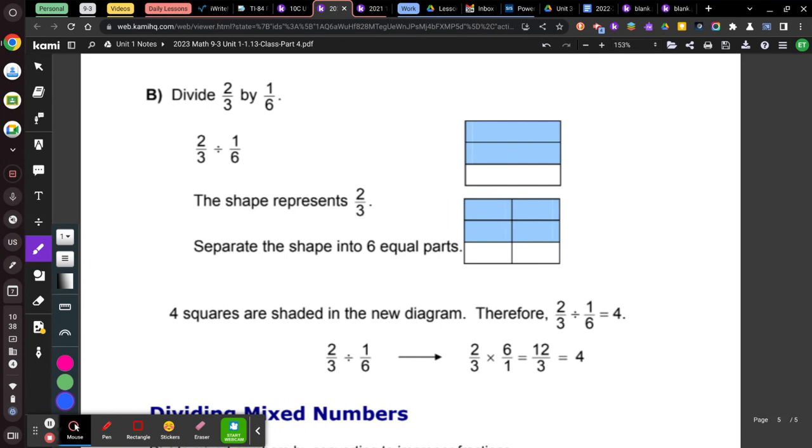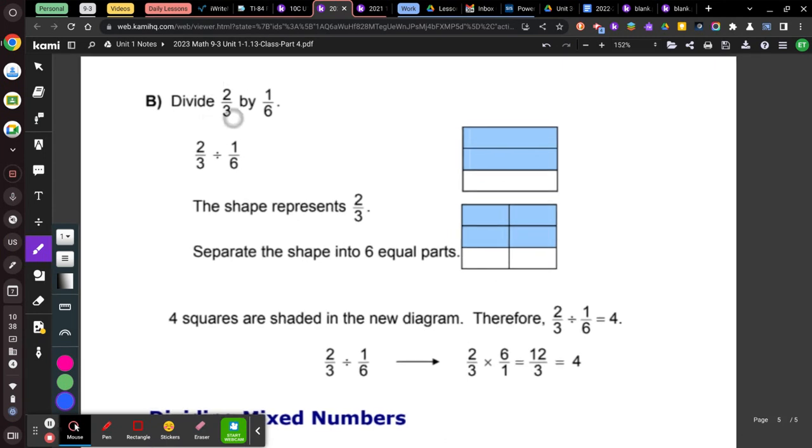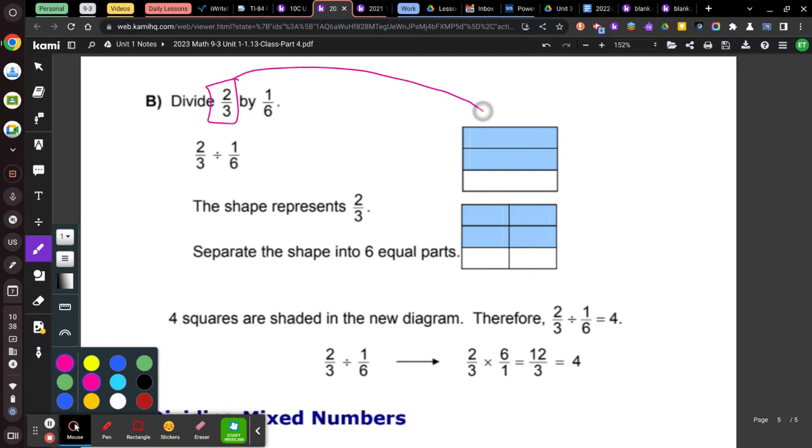So now we're going to divide 2 out of 3 by 1 out of 6. So that means I draw my first shape. So my first shape is drawn, 2 out of 3. So my 2 out of 3 is the first shape. My first set of rectangles. I have 3 rectangles. I shaded 2 blue. 1 is not shaded. Then it says I'm dividing by 1 over 6.